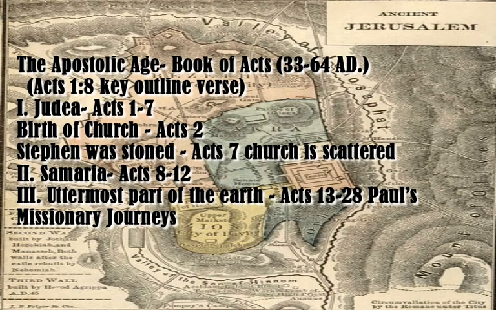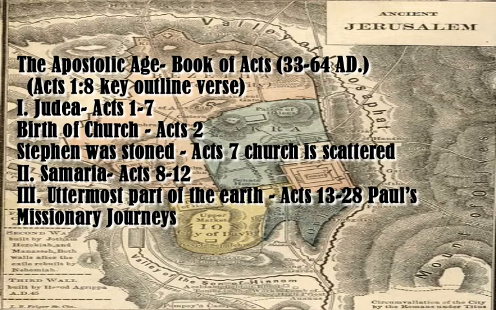The Apostolic age, the book of Acts, from 33 to 64 AD. The key verse for the book of Acts is chapter 1, verse 8. It tells us to go into Judea, Samaria, and the uttermost parts of the earth with the gospel. And so this is a good outline for the book of Acts.